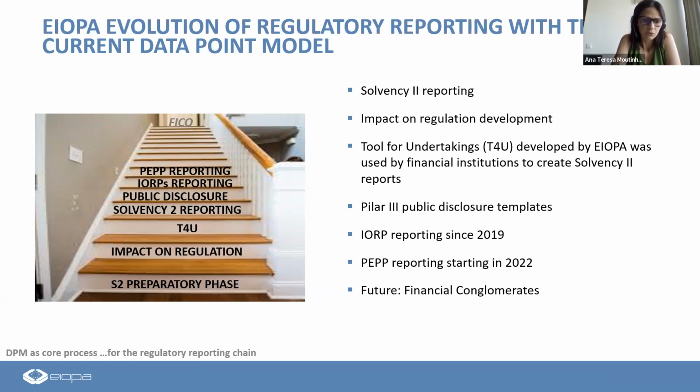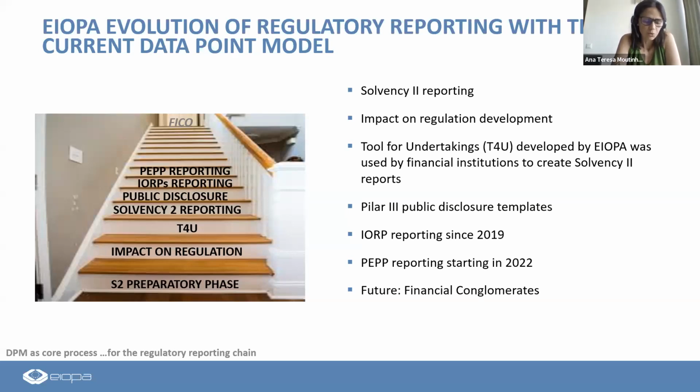Also, since the beginning, we developed a tool for undertakings to support the industry in implementing the reporting requirements, and many financial institutions used it over the years to create Solvency II reports, until it was discontinued by EIOPA. So this initial path in the preparatory phase led us to develop Solvency II reporting from the beginning, where we had to take very difficult decisions, because the preparatory phase, as I said, was being implemented by some industry members but was not perfect. It did not reflect adequate data point modeling. So some templates were not well designed, and some approaches towards the reporting had to change.